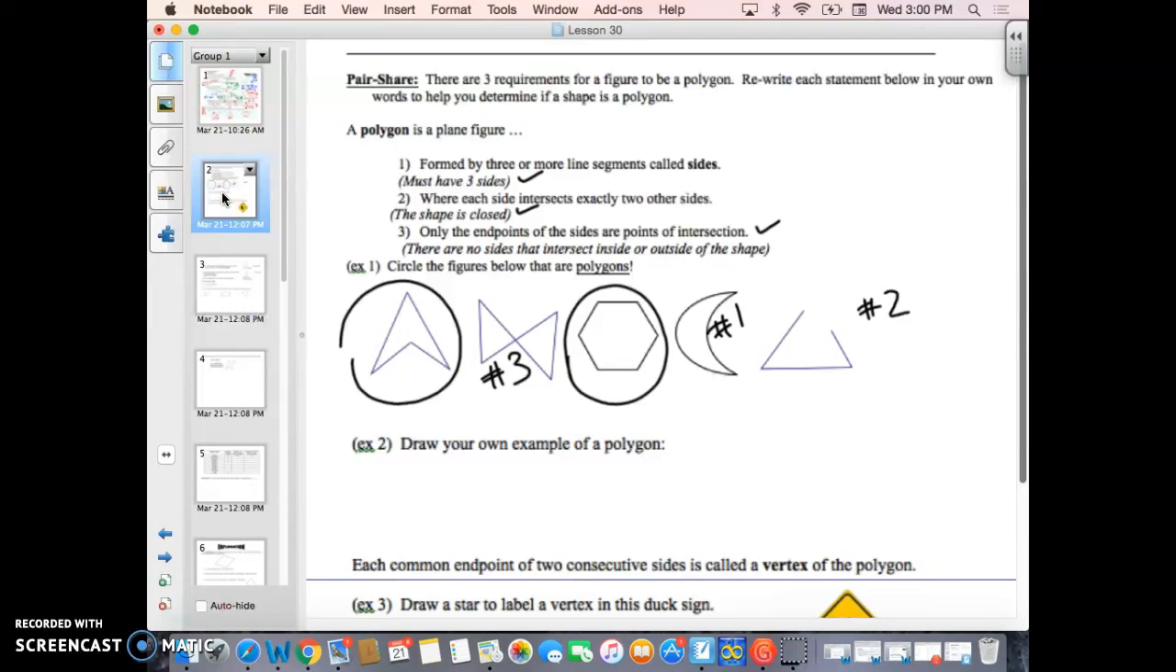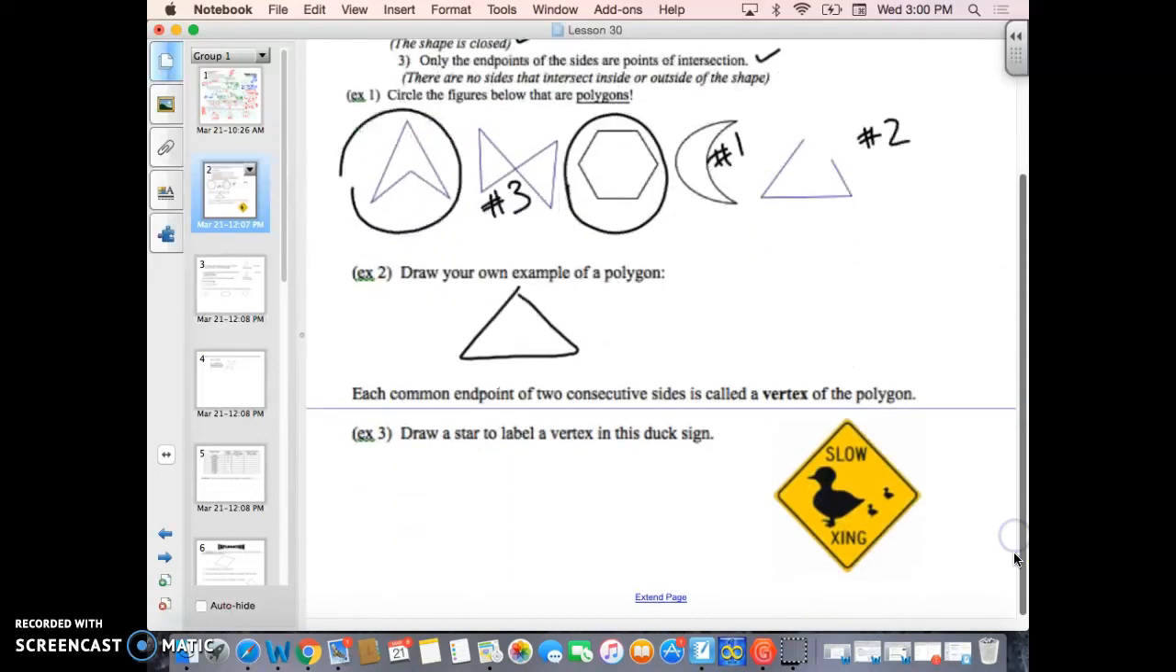So that's a counterexample. So if you wanted to draw your own polygon, you could draw a nice little triangle, right? Like that. All right. Now, just remember that when you have a polygon, the point at which the sides intersect is called a vertex. So if you were to draw the vertexes on this duck sign, it would be all these corners here, any one of those you could have labeled.